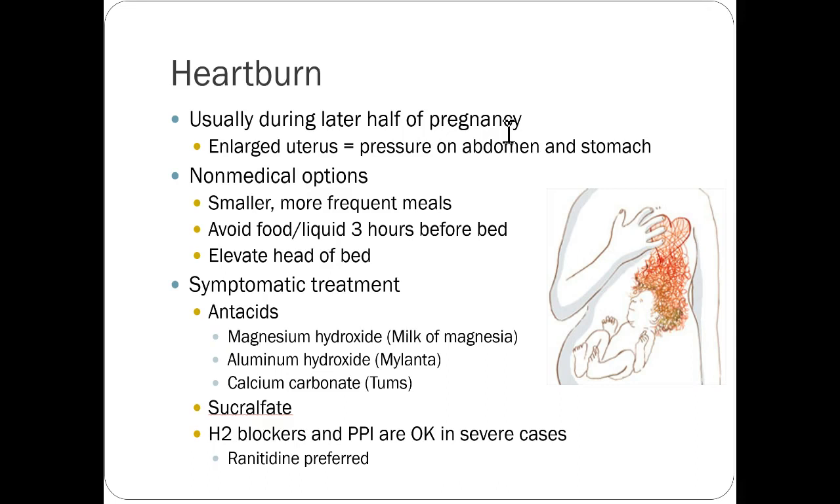Heartburn. Usually during the later half of the pregnancy, enlarged uterus, pressure on the abdomen and stomach equals more issues with possible epigastric reflux. So non-medical options: smaller, more frequent meals, avoid food and liquid 3 hours before bedtime, elevating the head of your bed. Same things we talk about with any patient experiencing some sort of heartburn or reflux. Symptomatic relief, most antacids are safe. In fact, I think they all are. Magnesium, aluminum, calcium carbonate, all acceptable to try.